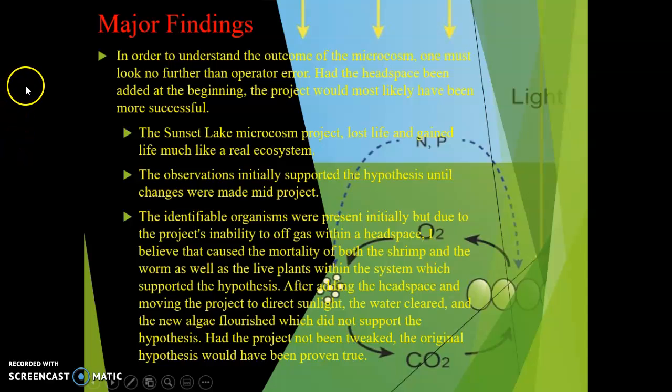The observations initially supported the hypothesis until changes were made mid-project. The identifiable organisms were present initially, but due to the project's inability to off-gas within a headspace, I believe that is what caused the mortality of both the shrimp and the worm, as well as the live plants within the system. Which did support the hypothesis.